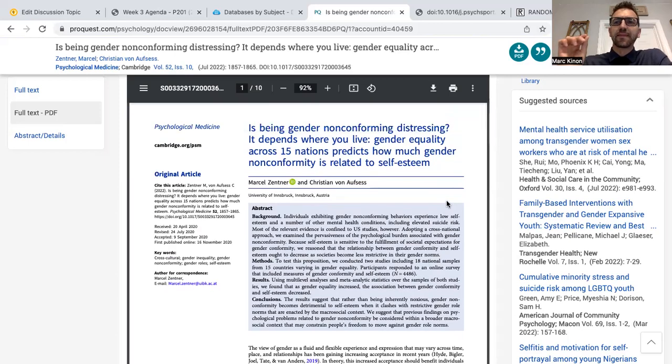And what criteria do you need to follow? Okay. All of your sources need to be empirical journal articles. Well, how do you know if it's an empirical journal article? It has to have a method section, meaning they conducted a study, and it has to have a results section.